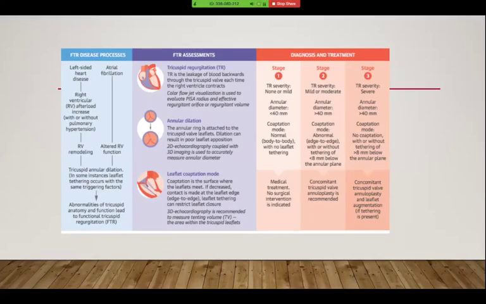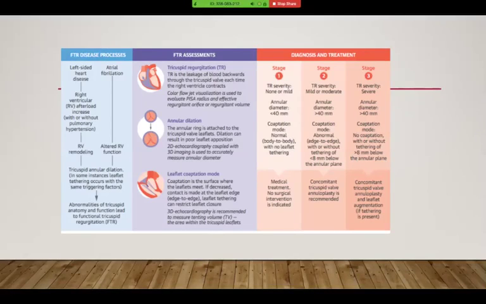So to summarize, the functional TR disease process is basically either a left-sided heart disease, which causes right ventricular afterload increase, which causes RV remodeling, or atrial fibrillation, which causes altered RV function, which in turn causes tricuspid annular dilatation and causes abnormalities of tricuspid anatomy and function, which leads to functional tricuspid regurgitation.